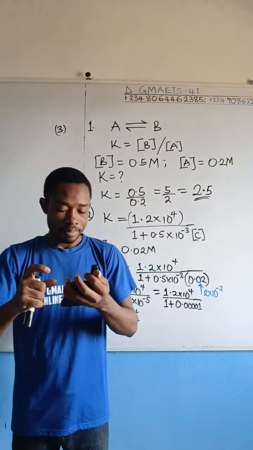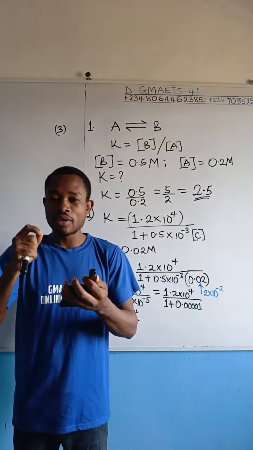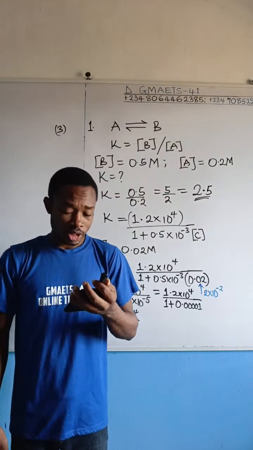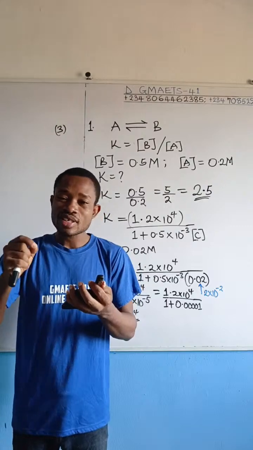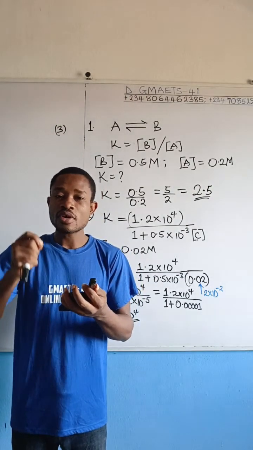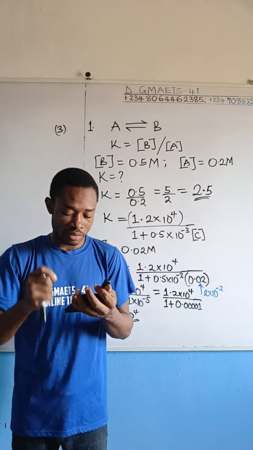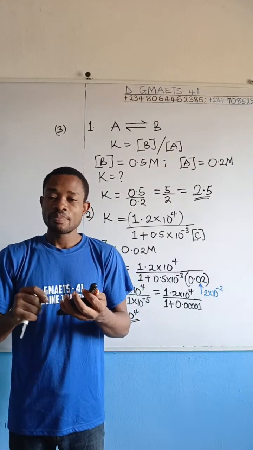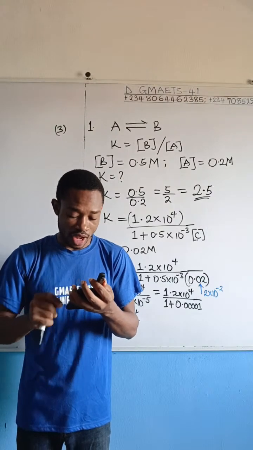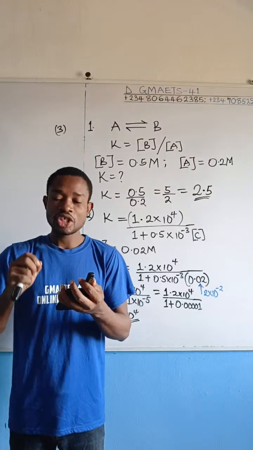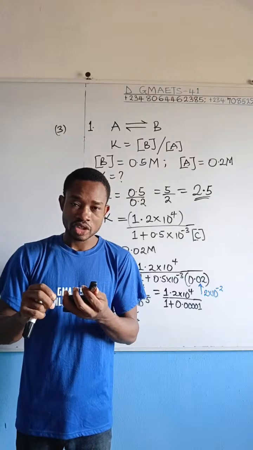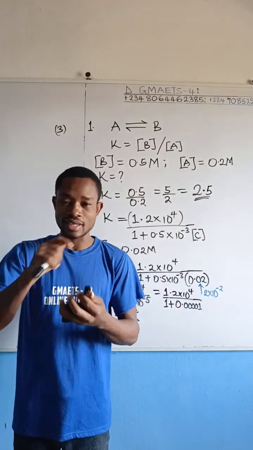Option A, particle size of the reactant. Option B, vigorous stirring of the reaction mixture. Option C, presence of catalyst. Option D, change in concentration of a reactant.